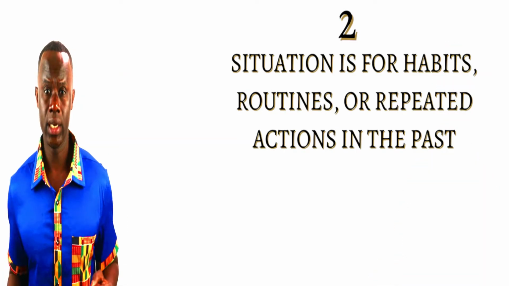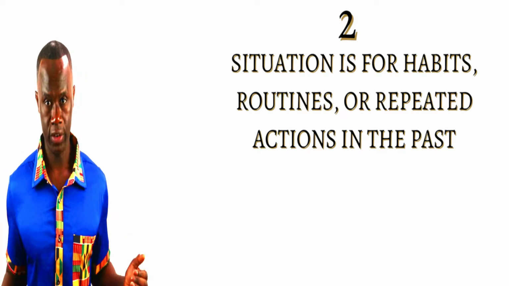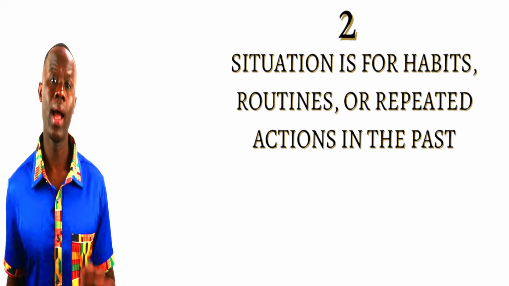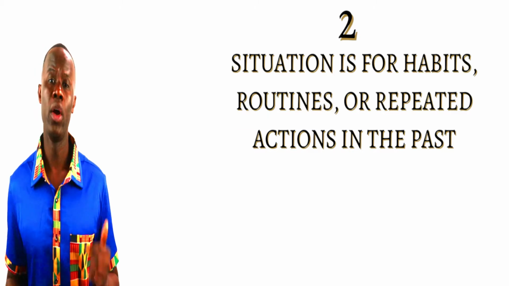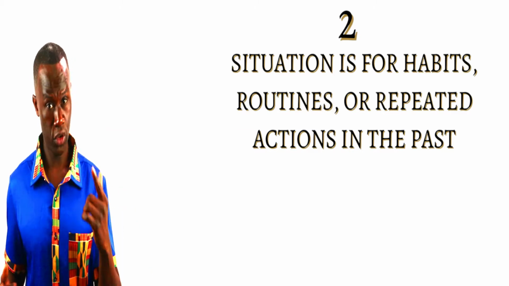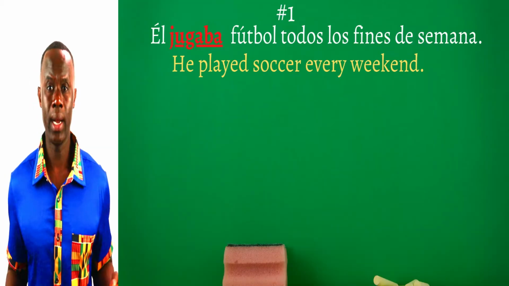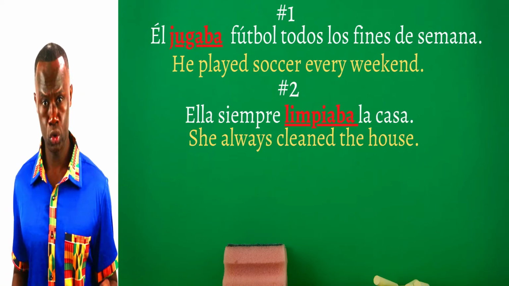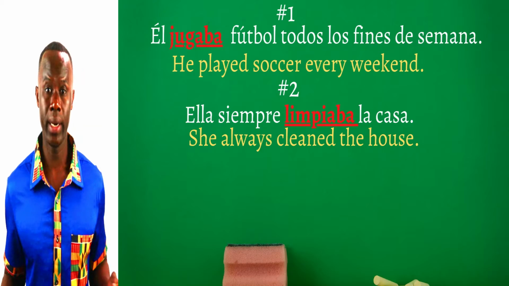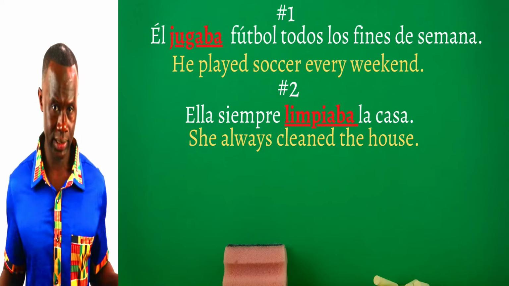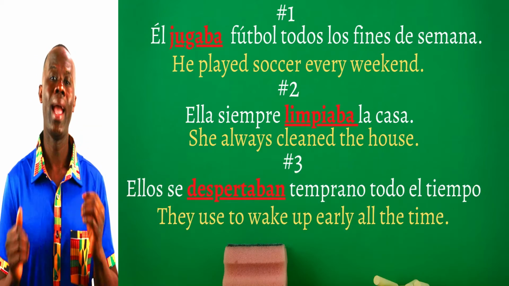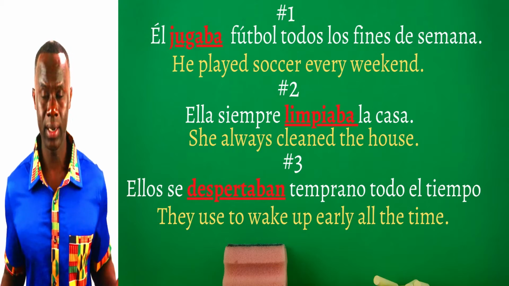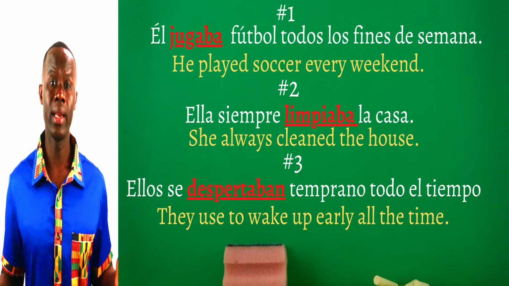The second situation that requires the imperfect is when we talk about habits, routines, or repeated actions in the past. For example, él jugaba fútbol todos los fines de semana. Number 2, ella siempre limpiaba la casa. Number 3, ellos se despertaban temprano todo el tiempo.